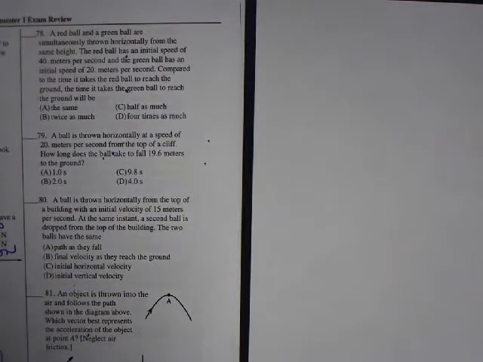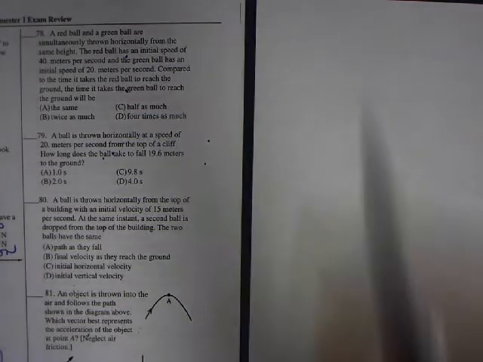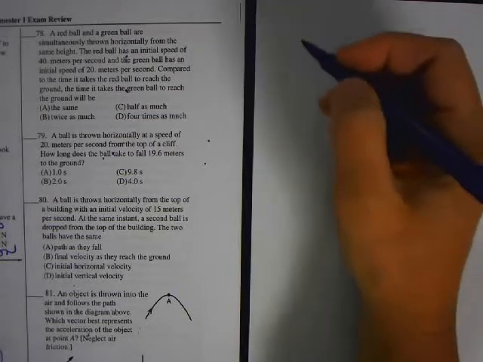Okay. Number 78. It says a red ball and a green ball are simultaneously thrown horizontally from the same height. The red ball has an initial speed of 40 meters per second, and the green ball has an initial speed of 20. Compared to the time it takes the red ball to reach the ground, the time it takes the green ball. Now, just from doing this, you should know that they're going to hit the ground at the same time, but let's say you forgot that.